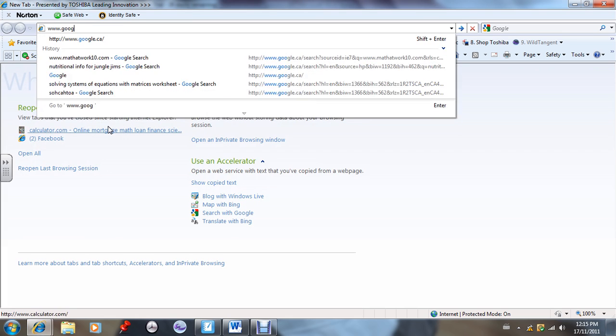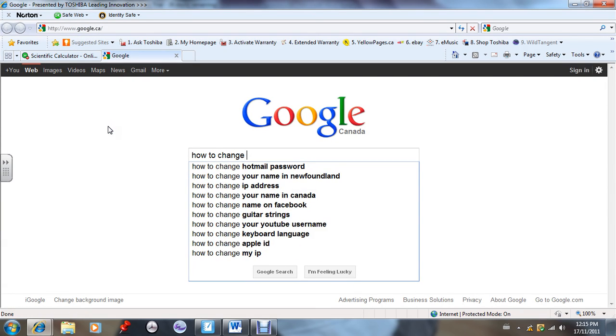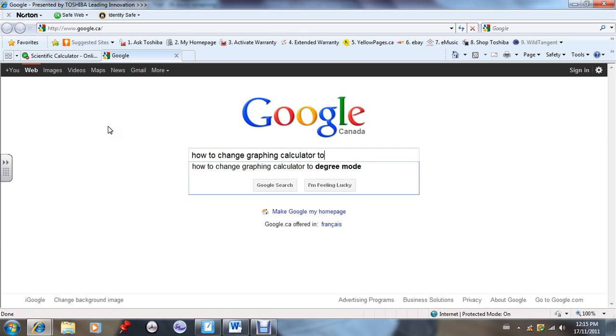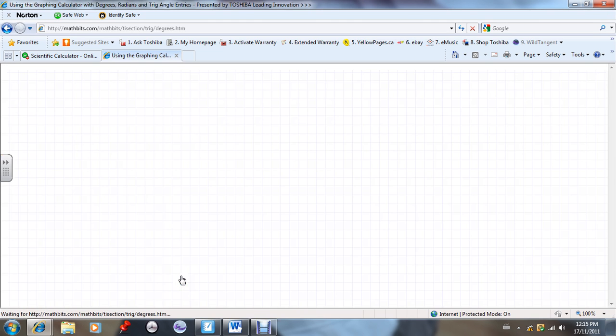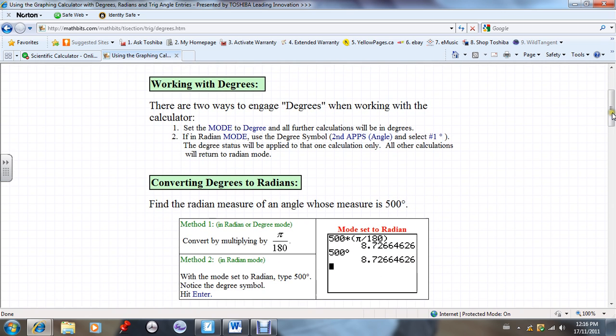Actually, while I'm here, let's do it right quick. How to change graphing calculator to degree mode. Oh, look at that, it's even there. Quick reference, which one do we want? Yeah, right here. And I was right. Working with degrees, you want to set the mode to degree, and all further calculations will be in degrees. If in radian mode, use degree.